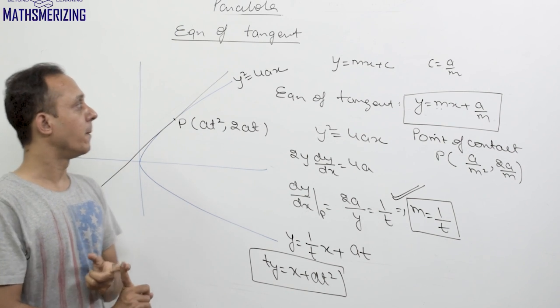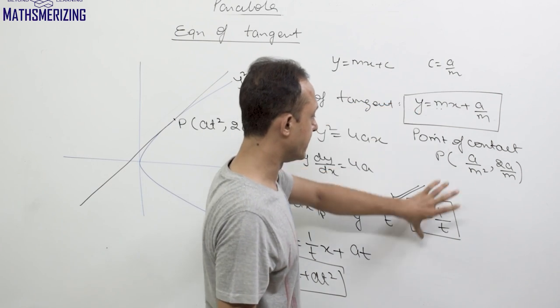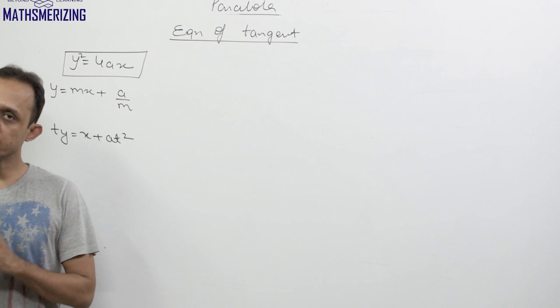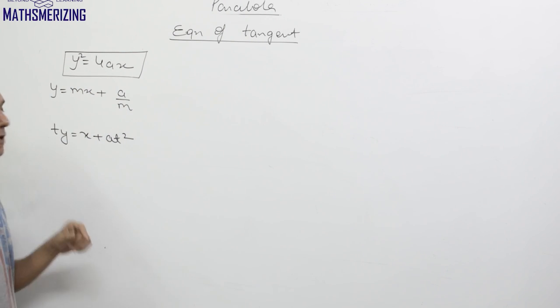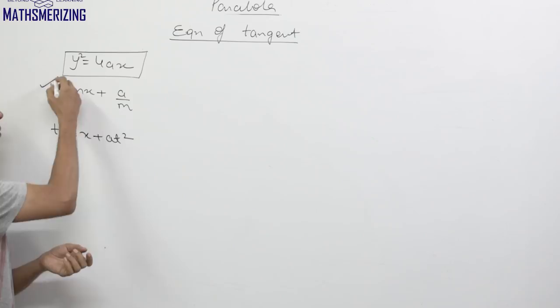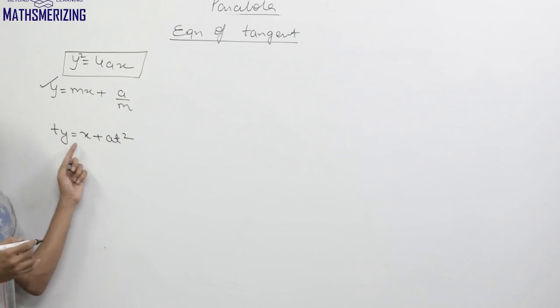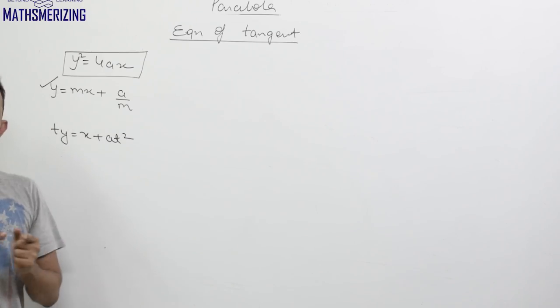So for this first form, y square is equal to 4ax, we have equation of tangent both in terms of m and in terms of t. In the previous video, we have discussed that for this parabola y square equals 4ax, equation of tangent we can write either as y equals mx plus a by m, or as ty equals x plus at square. Now we'll discuss equation of tangent for the other three forms.